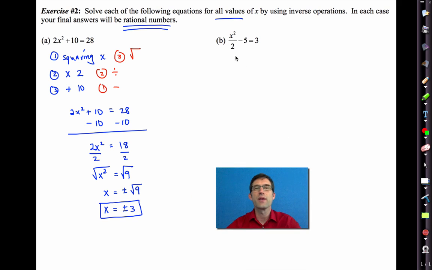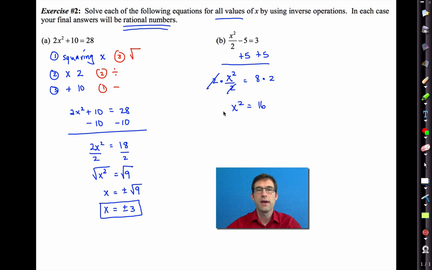Okay, so let's do the same thing in this problem. What did we do? We squared x, we divided by 2, and then we subtracted 5, right? Order of operations. So I'm going to add 5 to both sides, giving me x squared divided by 2 is equal to 8. Then I'm going to undo that division by multiplying both sides by 2, giving me x squared is equal to 16. And again, I'm back to where I was previously. I will now undo the squaring by taking the square root of both sides, have to introduce that plus minus, and x will be plus or minus 4.